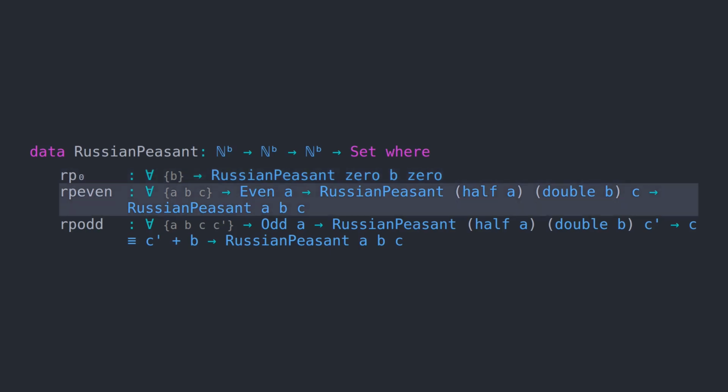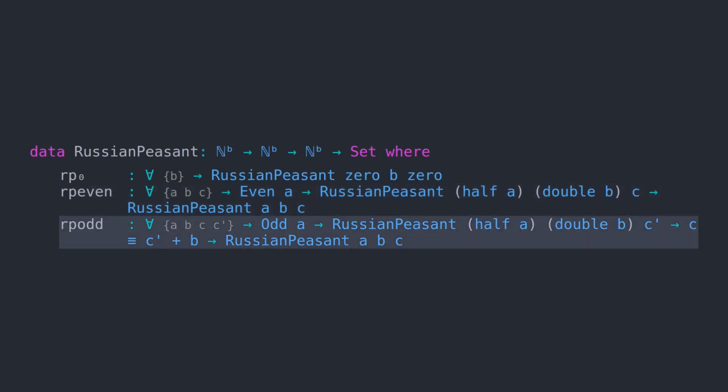The second constructor, rp_even, handles the case where a is even. If a is even and if the numbers half a, double of b and c already satisfy the Russian peasant relation, then a, b and c also satisfy it. That is, give me a proof that a is even and that halving a and doubling b preserves the result, then the original numbers must also preserve it. The third constructor handles the case where a is odd. If there is some number c prime such that half a, double b and c prime are already in the relation, then we have a, b and c in the same relation provided that c is c prime plus b.